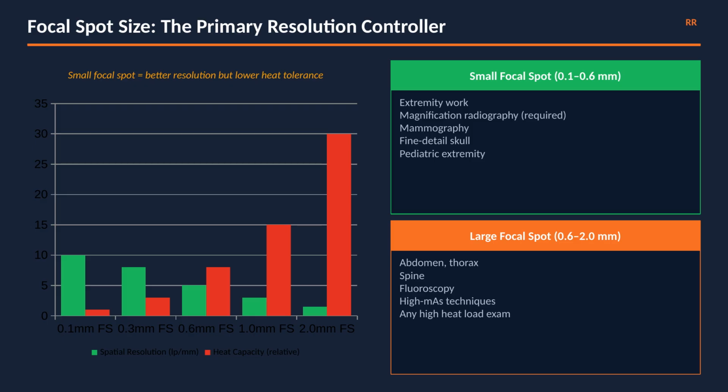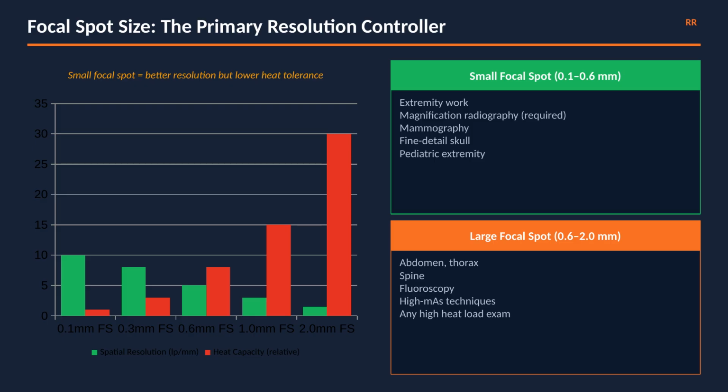Large focal spot, 0.6 to 2.0 millimeters, lower resolution. High heat capacity. Use for abdomen, thorax, spine, fluoroscopy, and any high MAS technique where the heat load exceeds the small focal spot's capacity.